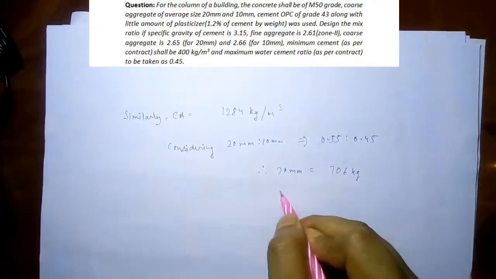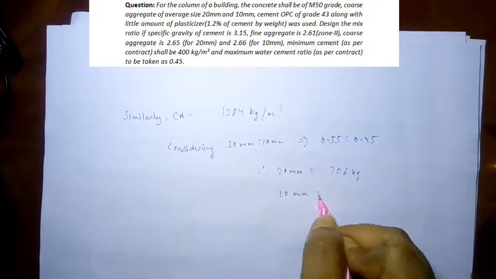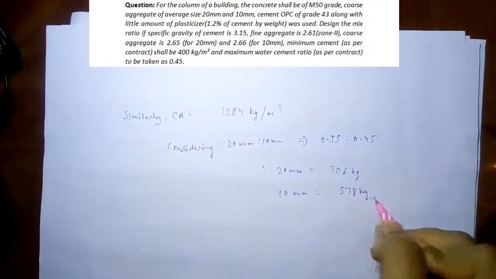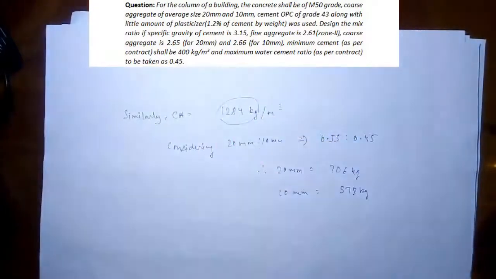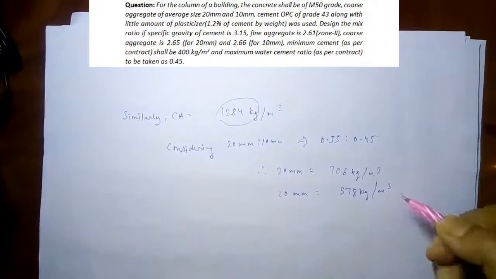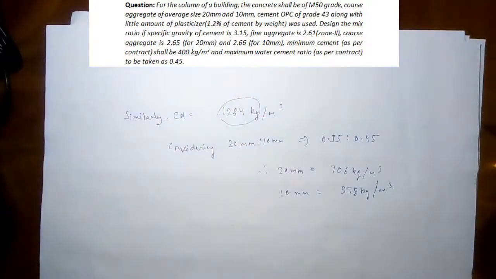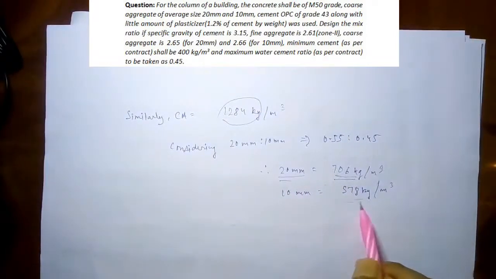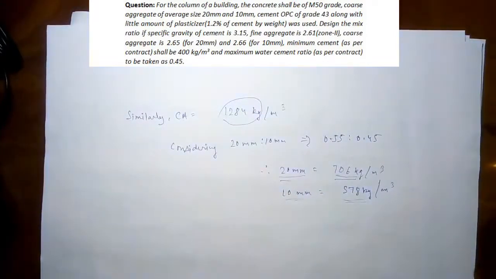So 706 kg will be taken by 20 mm, and 10 mm will take 578 kg. So out of this 1284 kg per meter cube, suppose this is 1284 kgs, 706 kgs will be taken up by the 20 mm aggregates, and 578 kgs will be taken up by the 10 mm aggregates.